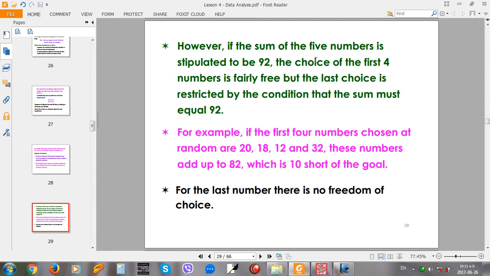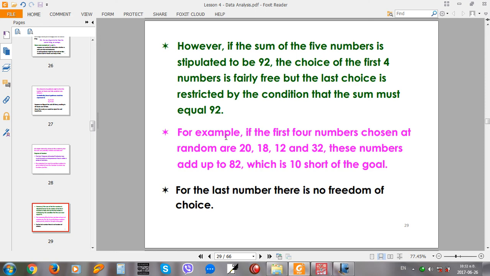However, if the sum of the 5 numbers is stipulated to be 92, then the choice of 4 numbers is fairly free, but the last choice is restricted by the condition that the sum must equal 92. It means that according to this example, we select 5 numbers whose sum should be 92. Then we can select any 4 numbers as we like, only for the first 4 numbers.